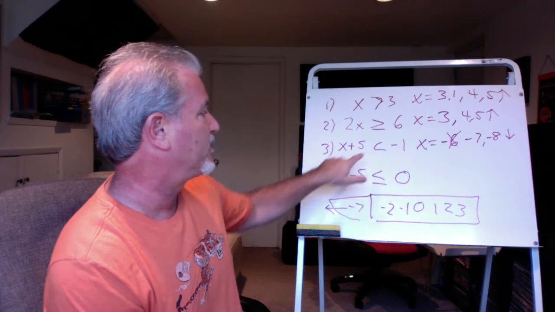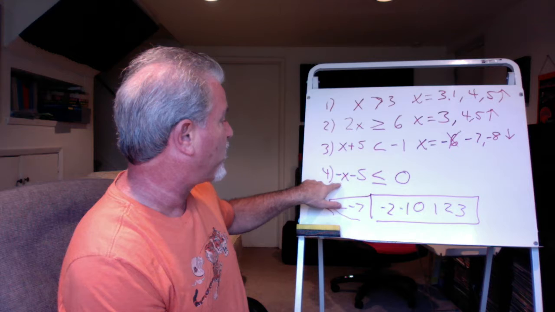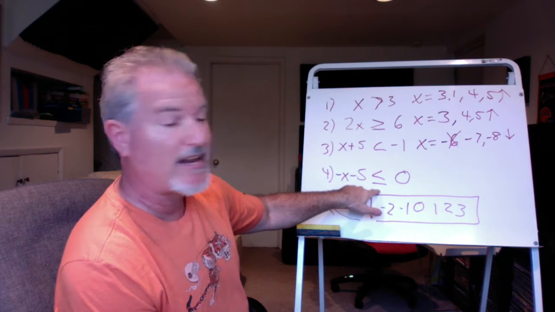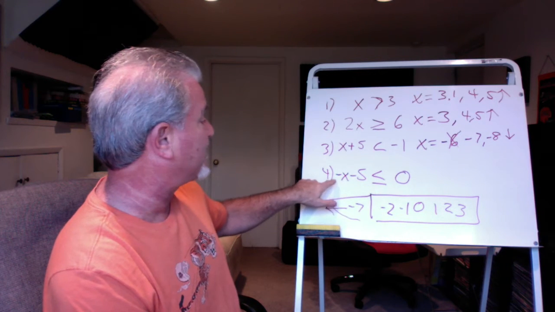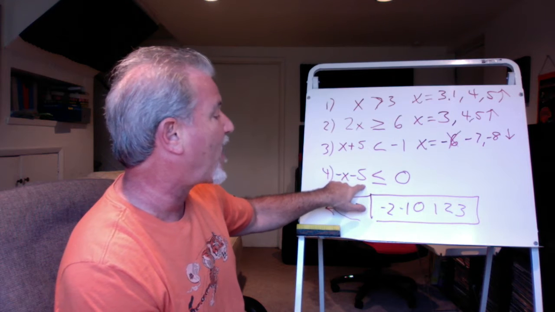Okay, this one, this is a less than or equal to sign, and it says -x minus 5.